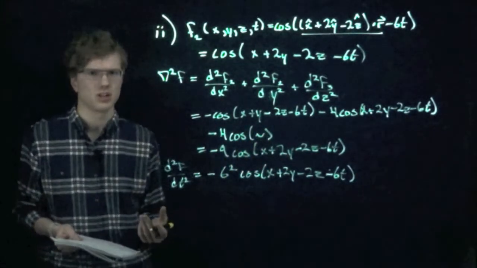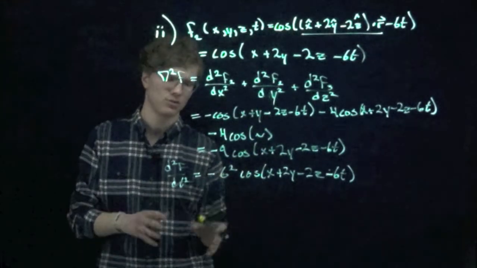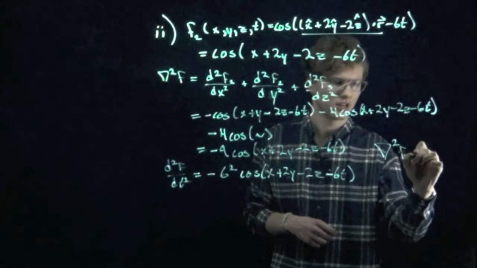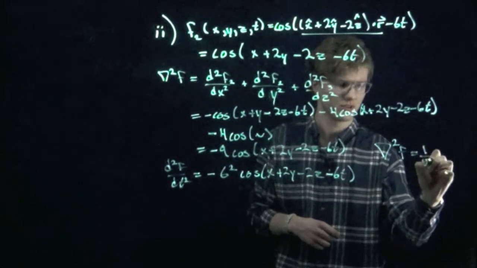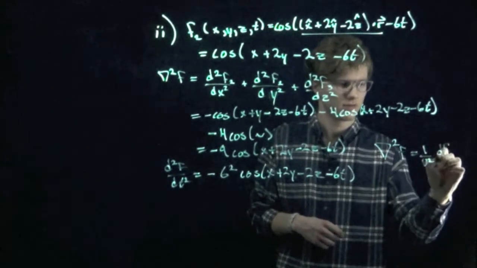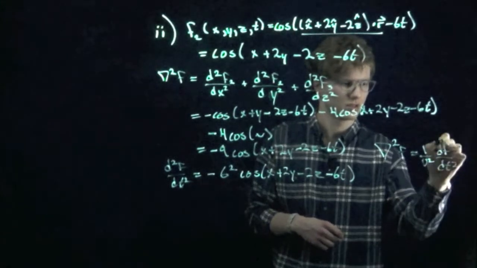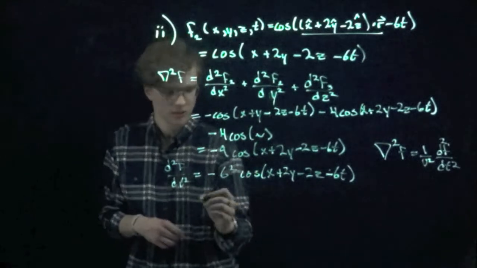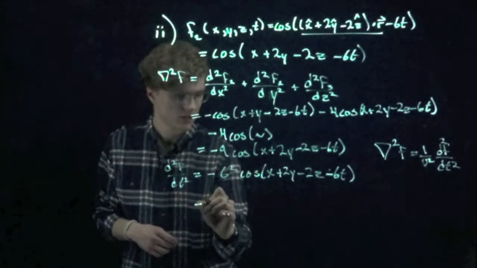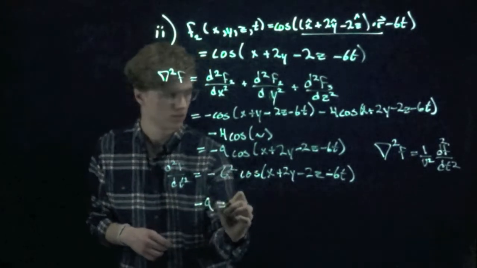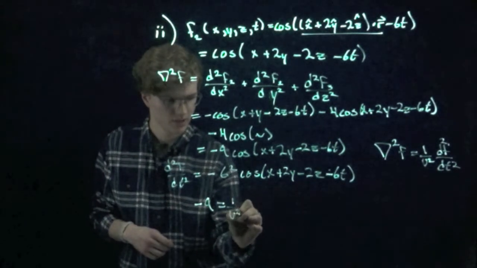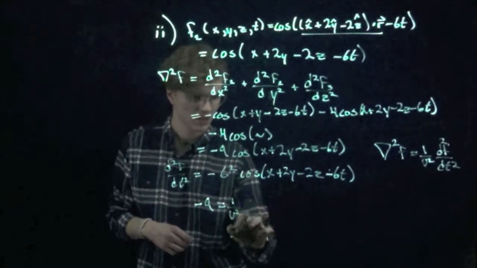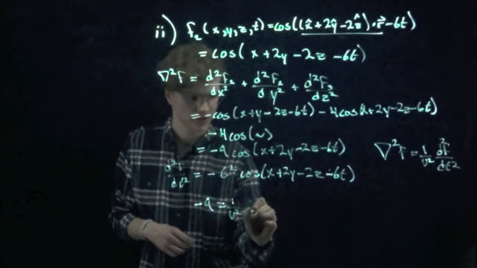That means that we can plug these back into our original wave equation, which, if you'll recall, is the Laplacian of f is equal to 1 over v squared times the double time derivative of f. So these cos terms are going to cancel out. I'm just going to jump to writing negative 9 is equal to 1 over v squared times negative 6 squared.